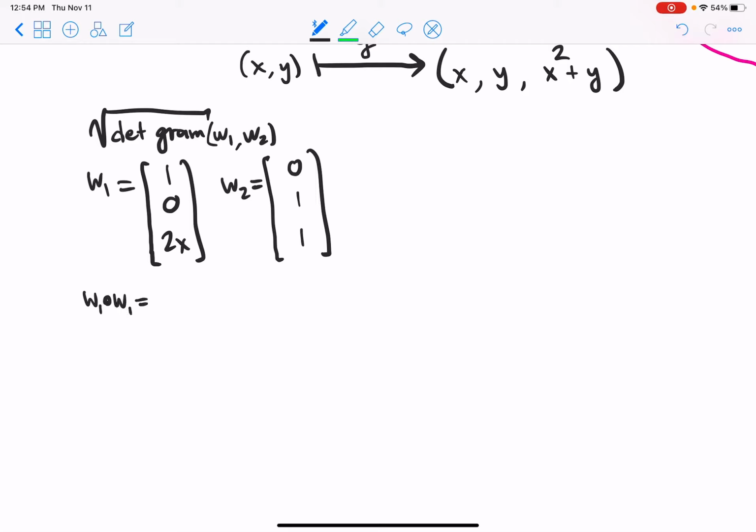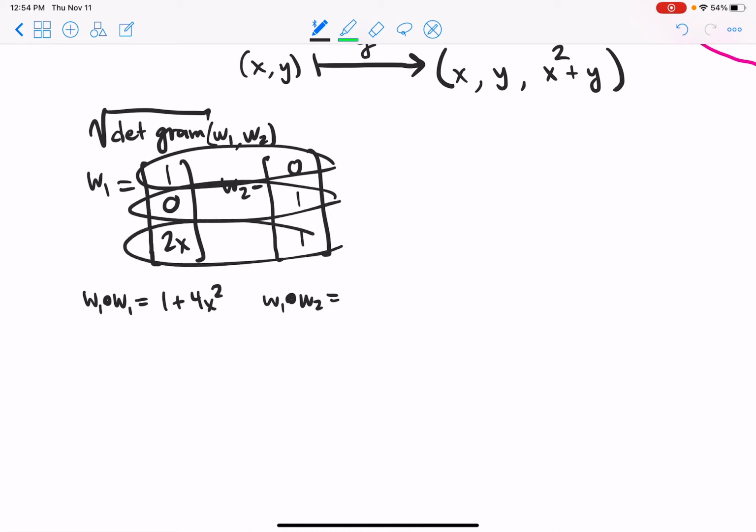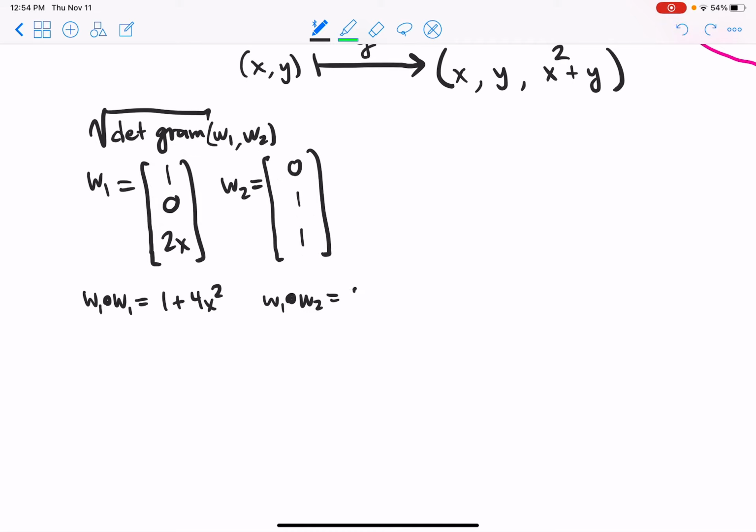W1 dot W1 is 1 plus 4x squared. W1 dot W2 is 0 plus 0 plus 2x. W2 dot W2, so that means we have a 2x down here. W2 dot W2 is 1 squared plus 1 squared. So I need to take the determinant and then the square root of all that.